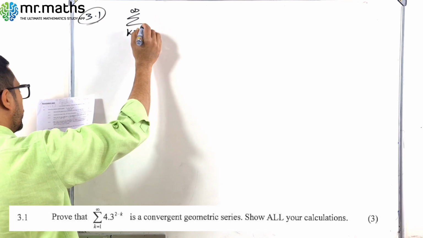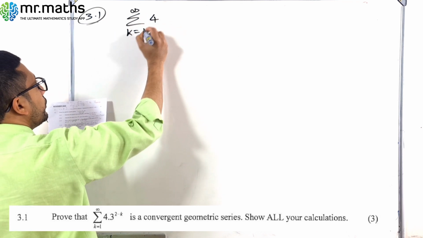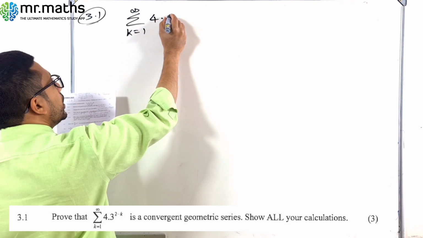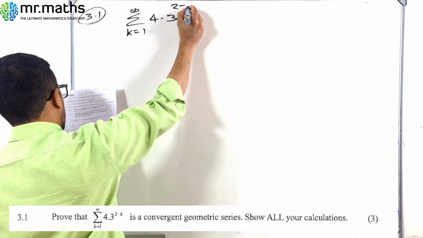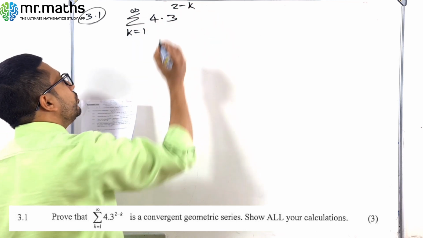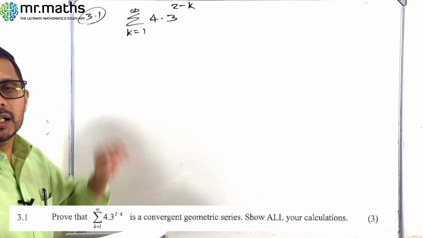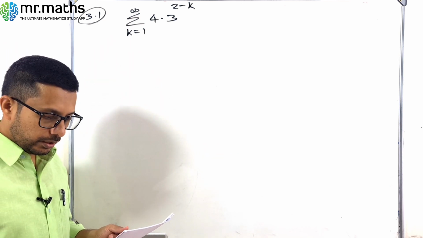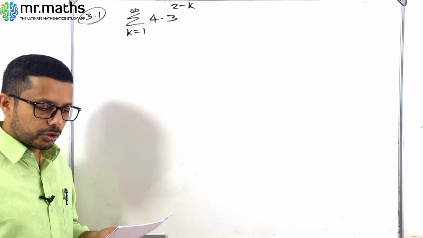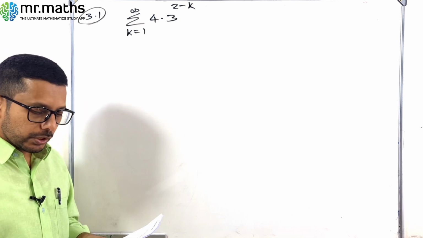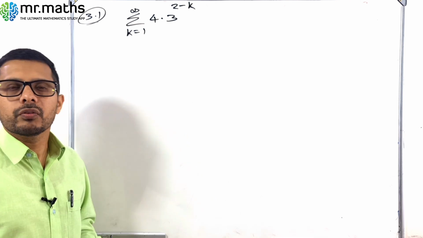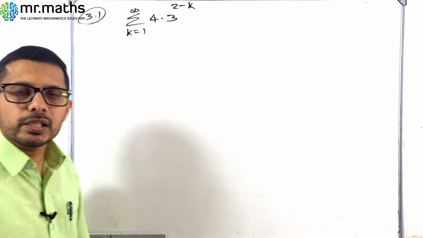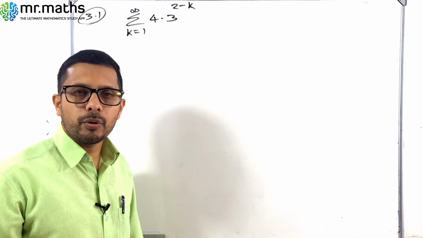Sigma k is equal to 1 to infinity. This is a sum to infinity, am I right? 1 to infinity means sum to infinity. 4 into 3 raised to 2 minus k. You have to prove that this one is a convergent geometric series. Show all your calculations. So now, what is the meaning of convergent geometric series?